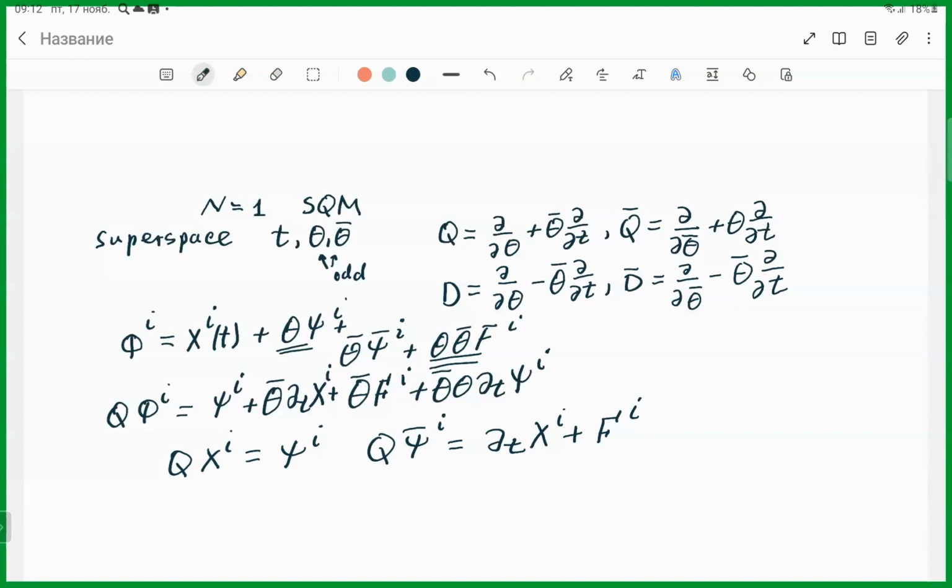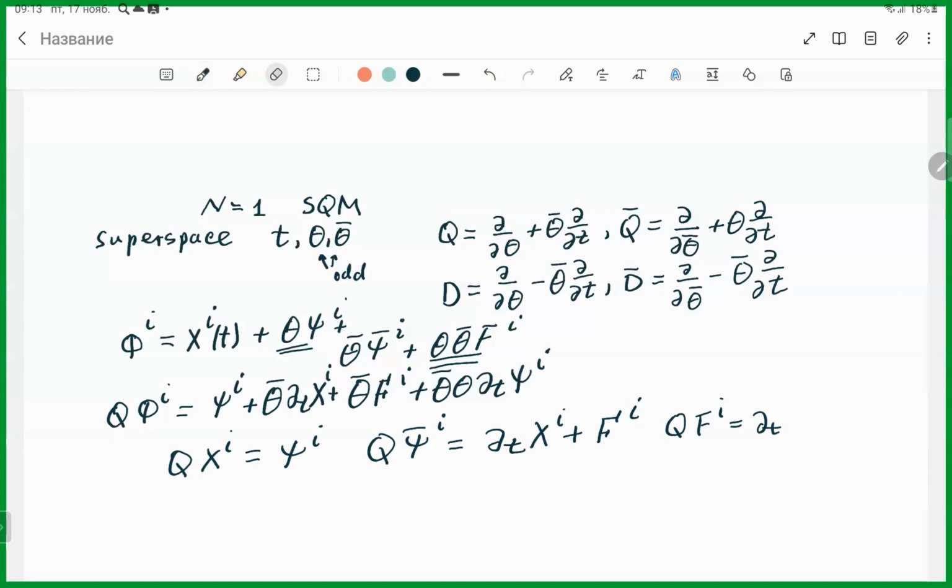And also I have the term that Q applied to F equals. Wait, but this is assuming that the phi field is what? Is the eigenfunction of Q? No, it's not the eigenfunction. It's just a function of t and theta. But then Q applied to xi is theta bar dt of xi. Why do you equate these terms?